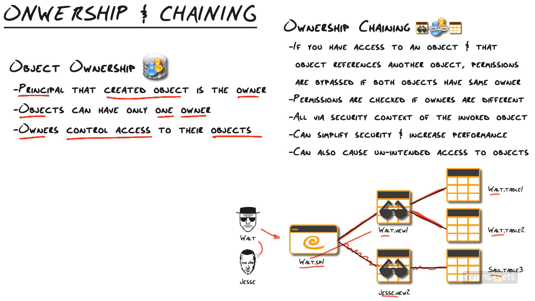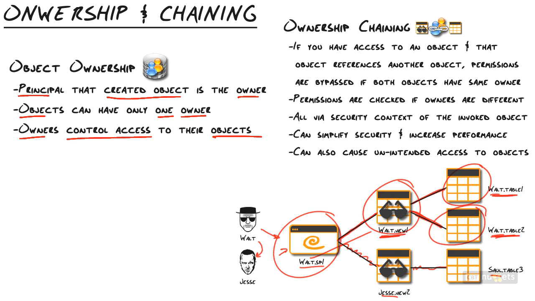Let's say Walt gives Jesse execute permissions on this stored procedure. Guess what? The same exact thing is going to happen. Permissions will first be checked to see that he has execute permission on the stored procedure. But once that stored procedure executes, it's going to go to this view, and it's going to say, you know what? Owner's the same, bypass permissions. Owner's the same, bypass permissions. So what that means is Walt didn't need to explicitly give Jesse permission on his underlying tables. He just needed to give him execute permission on the stored procedure.